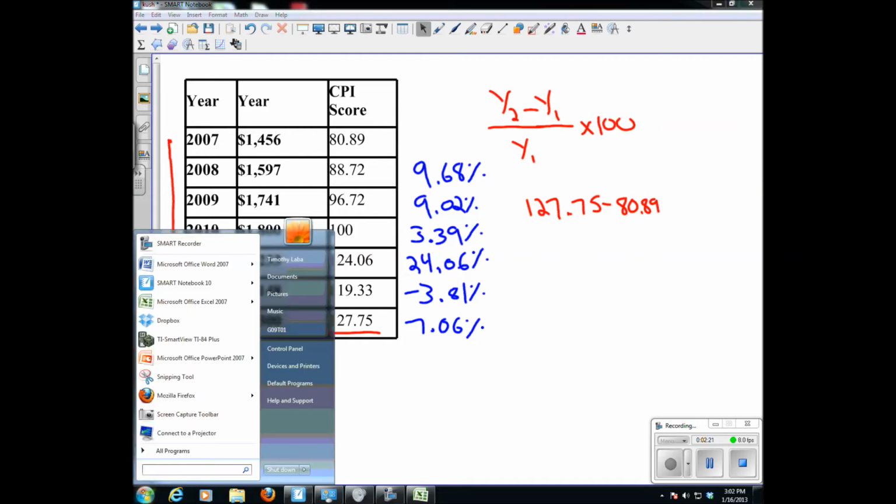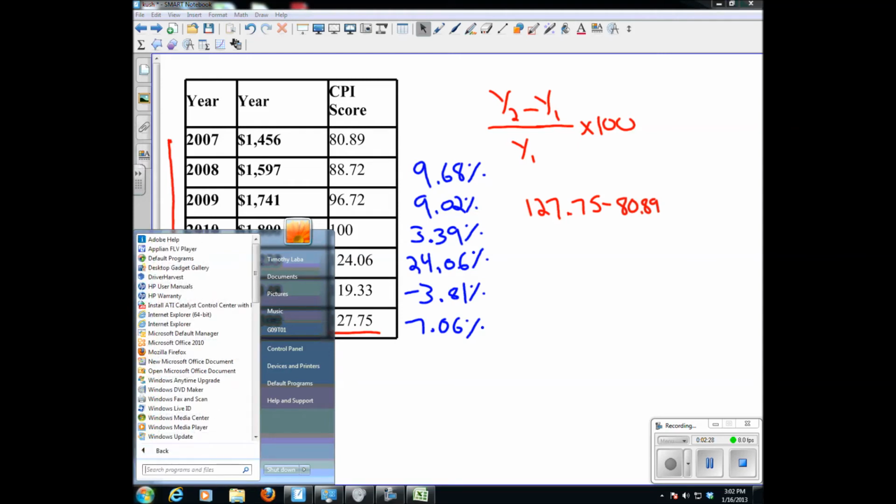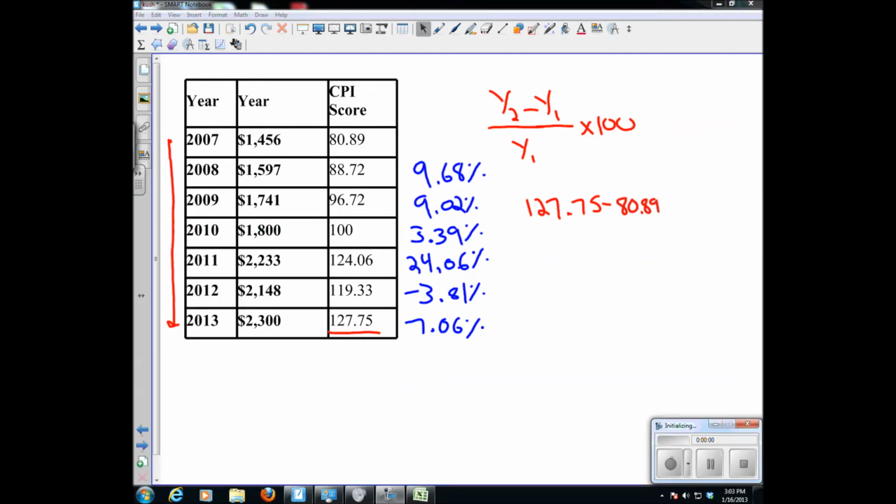And now let's go ahead and make sure we have the calculator out here, get our right answer, so we're not doing this over and over again. All right, so 127.75 minus 80.89 is going to be equal to 46.86. So let's keep that in mind.